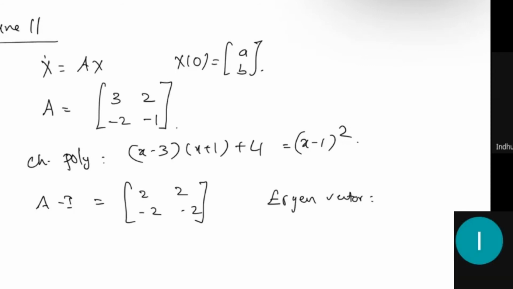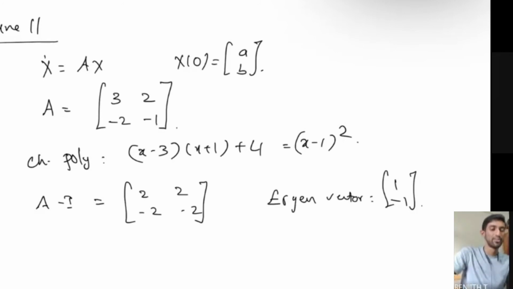1 and minus 1. 1 minus 1. Okay. So now the question is we have one eigenvector. But to write P inverse, we need one eigenvector and one generalized eigenvector, right? So what will we do to get a generalized eigenvector?